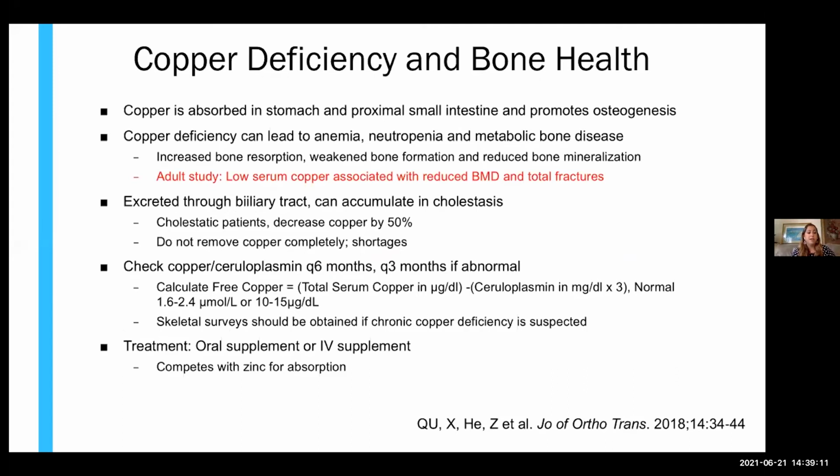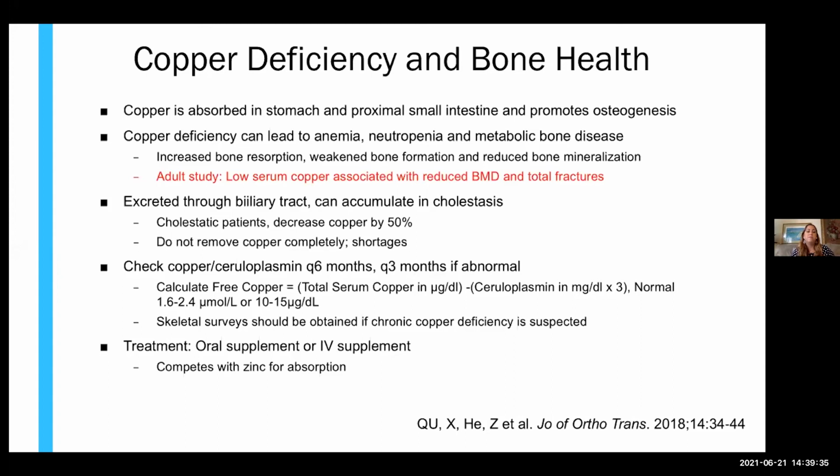There's an adult study on copper deficiency, and they found that low serum copper was associated with reduced bone mineral density, as well as increased incidence of fractures. This study was not repeated in pediatrics, so we don't have data to conclude anything in pediatrics, but we know that copper is very important for bone health. So we want to prevent deficiency if we can and treat it when we find it.